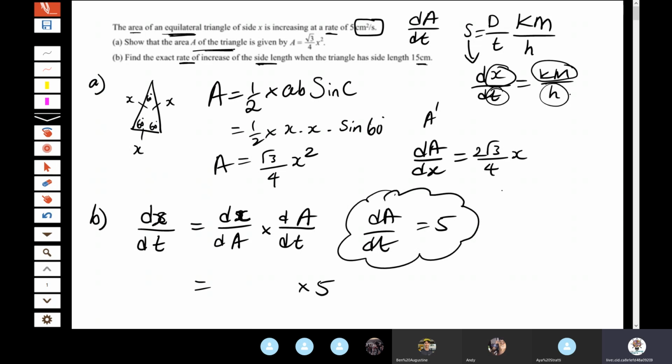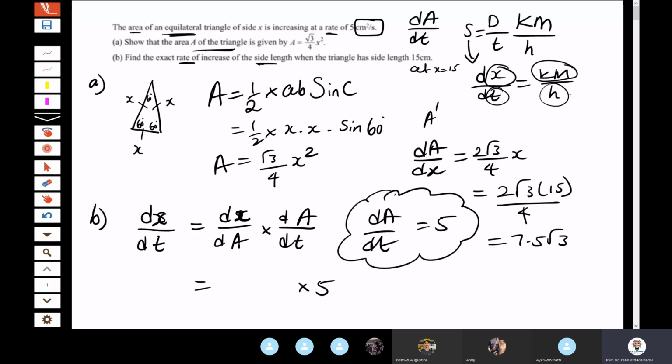You want to add 15. So what would you do? You want the side length to be 15 centimeters. So you want to find the exact rate when the triangle has side length 15 centimeters. What would you do? Because remember, this is everywhere. Y dash or A dash, that's anywhere. If you want it specifically at somewhere, you've got to sub that in. Two times 15 is 30. 30 on 4 is 7.5. So something like this.